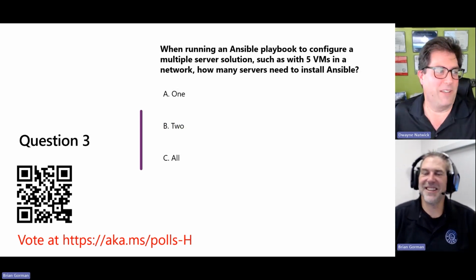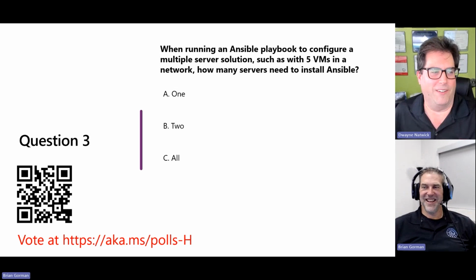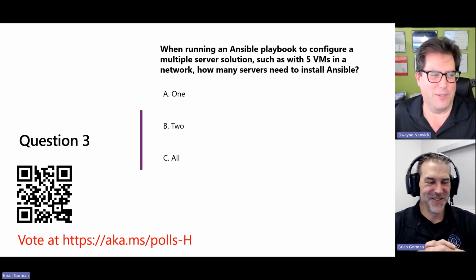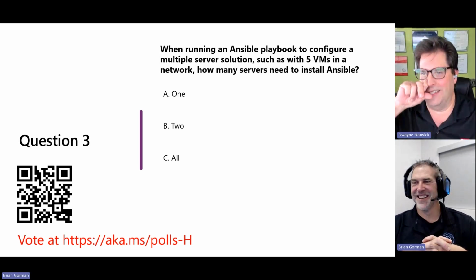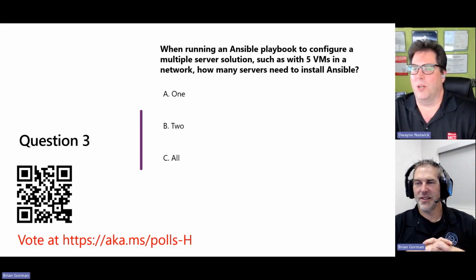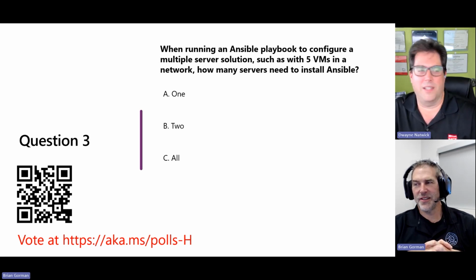All right. Last one. Everybody did do pretty well on that one. They did have their answers locked in before I gave them that little life hack. Nice. So everybody did pretty well on that. So let's hit the last one here. When running an Ansible playbook to configure a multiple server solution, such as with 5 VMs in a network, how many servers need to install Ansible?